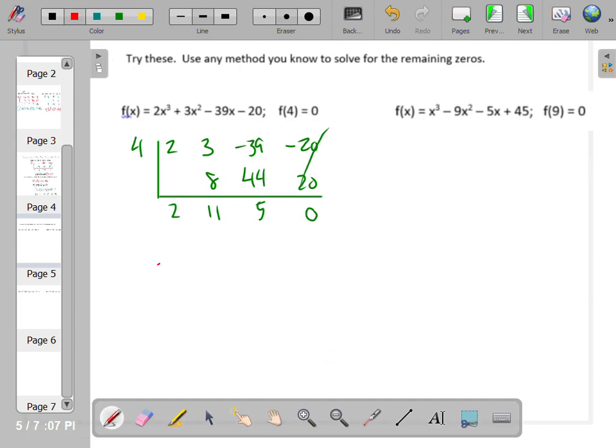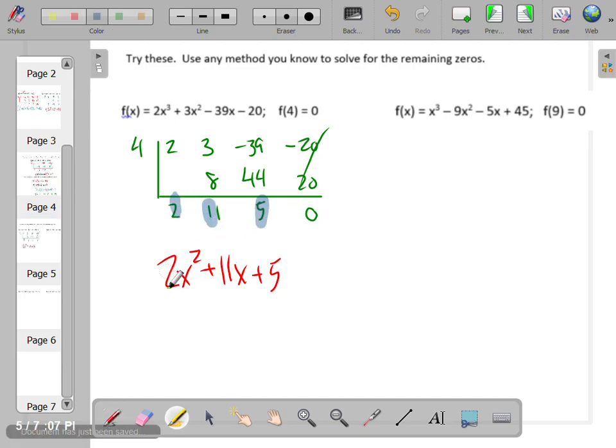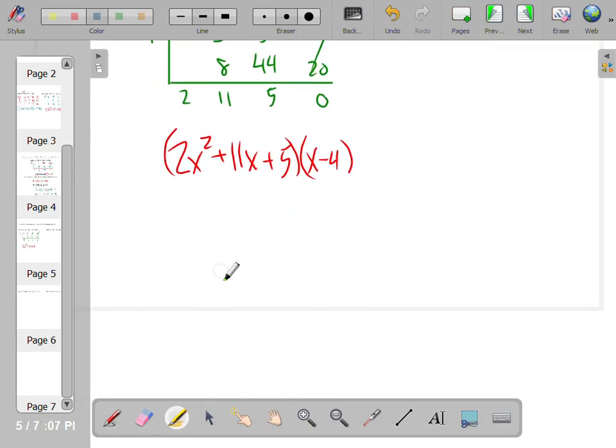Now I have a quadratic: 2x squared, since this was degree 3, this is degree 2, plus 11x plus 5. See these coefficients? 2, 11, 5. That's my quadratic, but I still have to write my other factor. If 4 is a 0, x minus 4 is a factor. But now I'm going to focus my efforts on this quadratic.